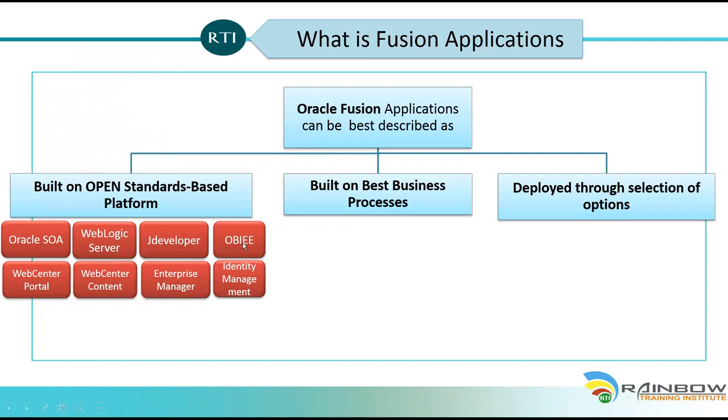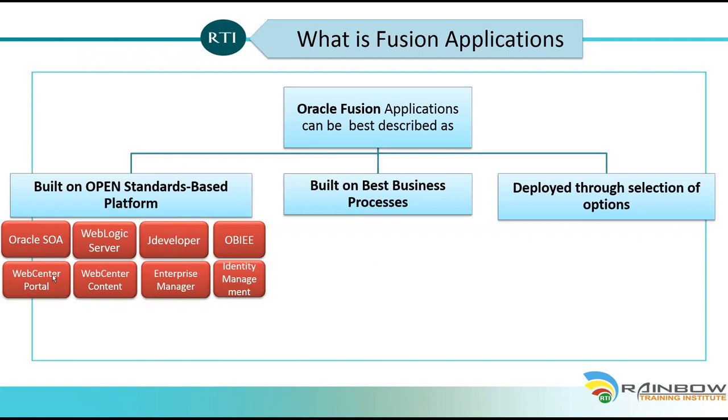And we have OBIEE. OBIEE is again a very powerful reporting tool, which utilizes a wide variety of reporting elements and very rich user interfaces. We have dashboards, and we can build performance incentive reports and BI Publisher reports. Any number of reports can be built using OBIEE. It is a part of the Fusion technical platform.